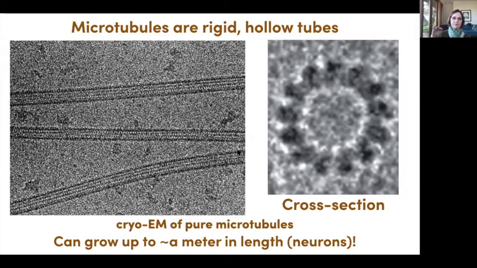But overall, they have a very rigid and straight kind of configuration within the cell compared to other filaments like actin, which are much more bendy.